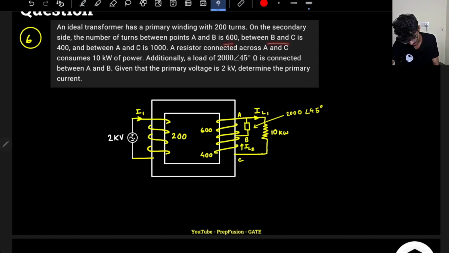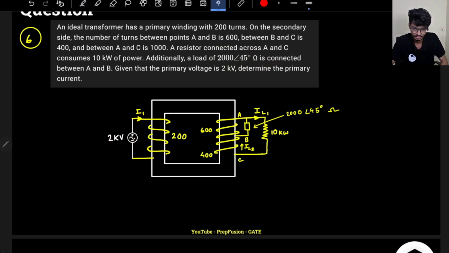Between A and B it is 600, between B and C it is 400, and between A and C it is a total of 1000. A resistor is connected between A and C that consumes 10 kilowatt of power. Additionally, a load that has an impedance of 2000 angle 45 is connected between A and B. Given the primary voltage is 2 kilovolts, determine the primary current. What will be the primary current?